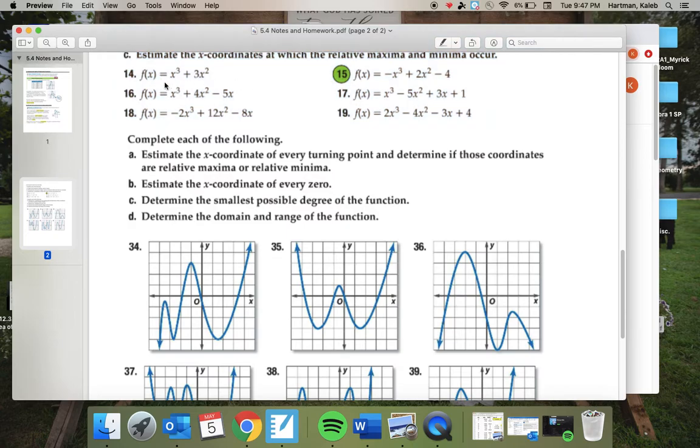This is, in fact, 14 through 19, your homework. Number 14 we'll do together. This is going to be our example. So we're going to take the function here on number 14, f of x equals x cubed plus 3x squared.